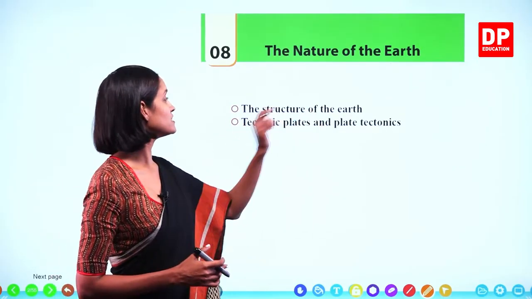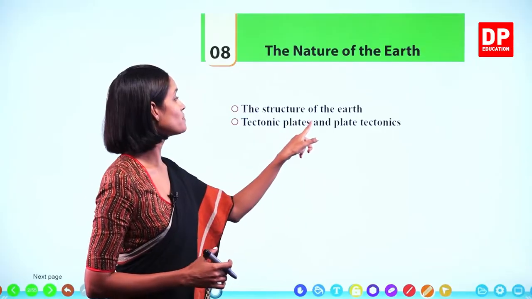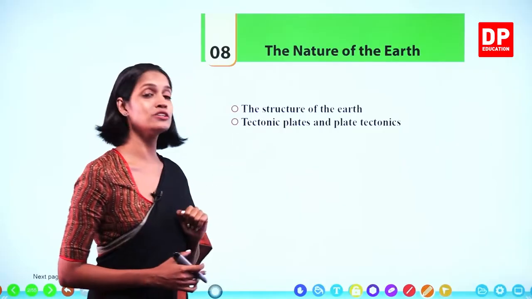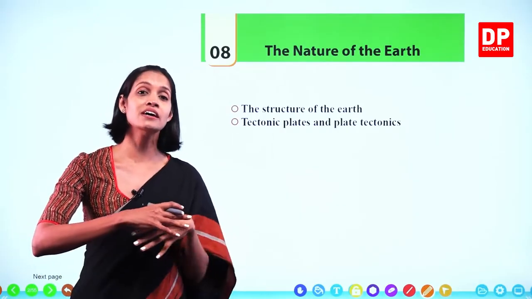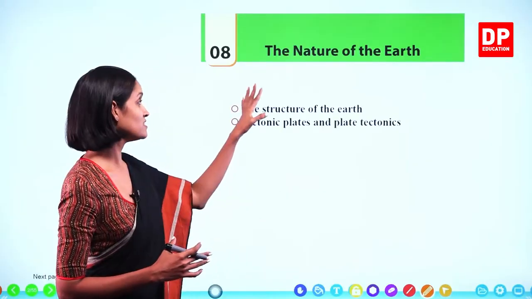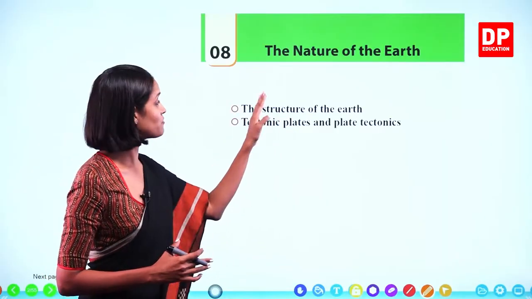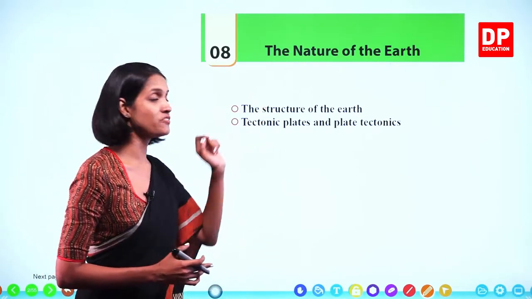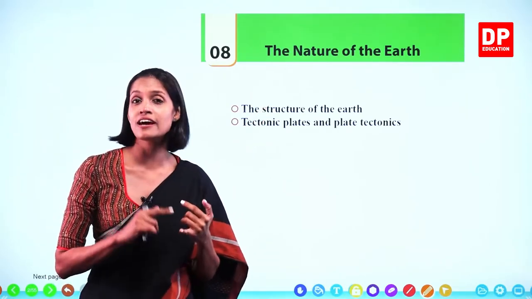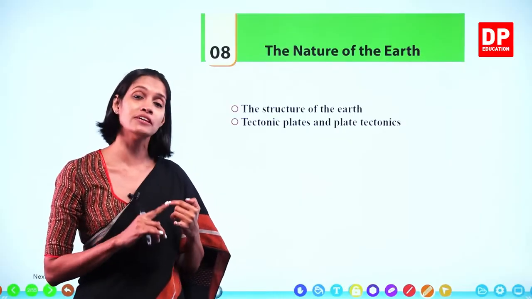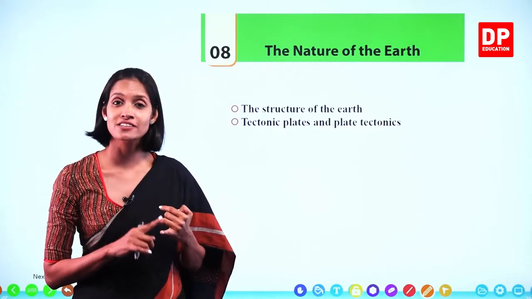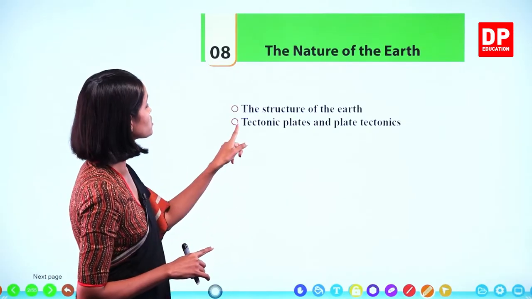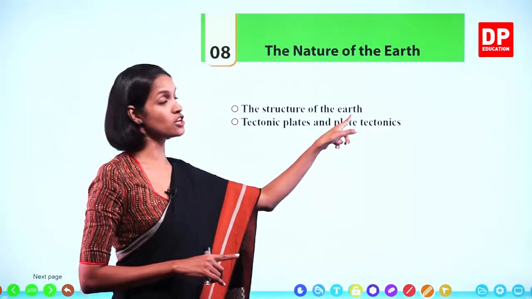So, what are the topics that we are going to learn? The structure of the earth, tectonic plates and plate tectonics. Under the structure of the earth, we are going to learn that it's not just the outer part of the earth that we see in everyday life. There are other layers of the earth too. There are three main layers of the earth. They are known as crust, mantle and core of the earth. Right, children?